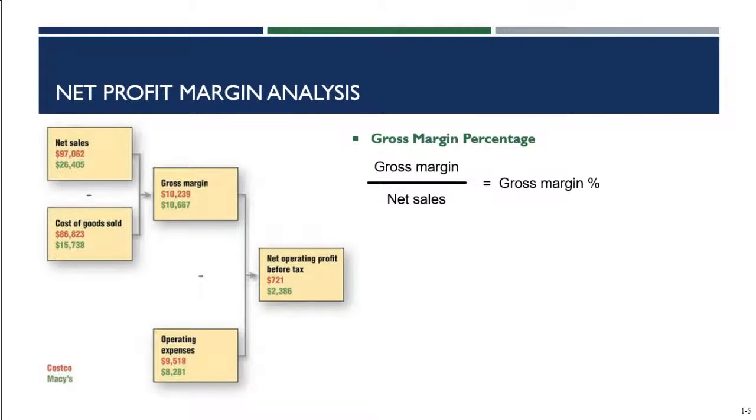So what's our gross margin percentage? For Costco, it's 10.5%, and for Macy's, you should have gotten 40.4%.